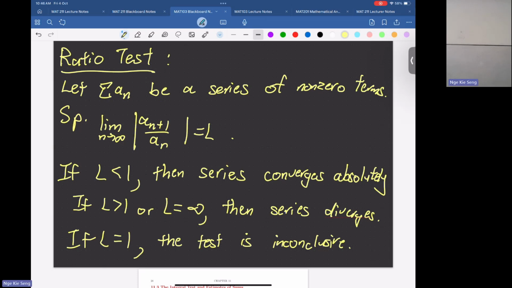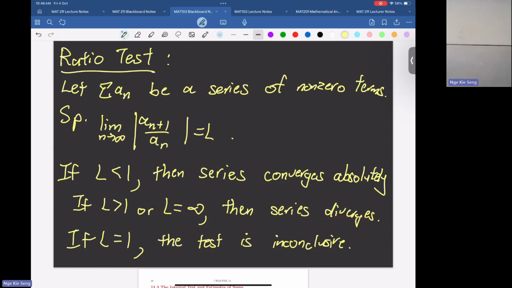An plus 1 is at least as big as an. Can you imagine or not? What does it mean by at least as big? For example, 1, 2, 3, 4, 5, right? If you add these up, for sure, it diverges. Okay, so this is what they prove.